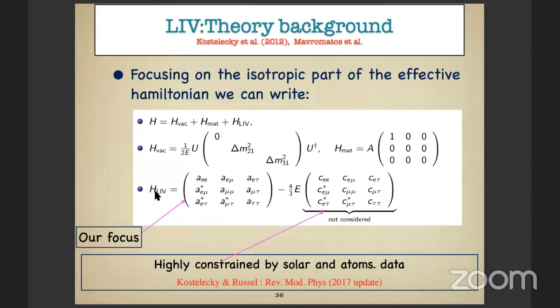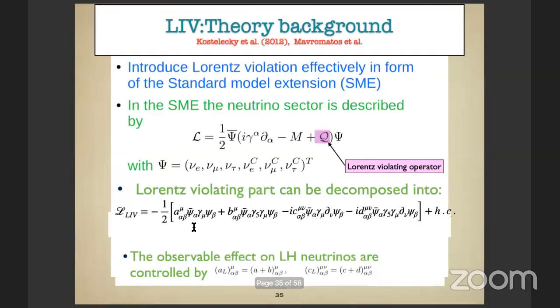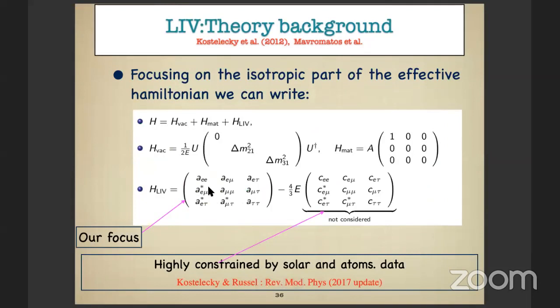So basically this is the LIV Hamiltonian. We have parameterized it to consist of two parts, a_αβ and c_αβ, which in turn arise because of the vector and pseudo-vector terms in the Lagrangian. And from a detailed analysis, one should be able to see that these a_αβ are CPT-violating LIV terms, whereas these c_αβ are actually CPT-even LIV terms.